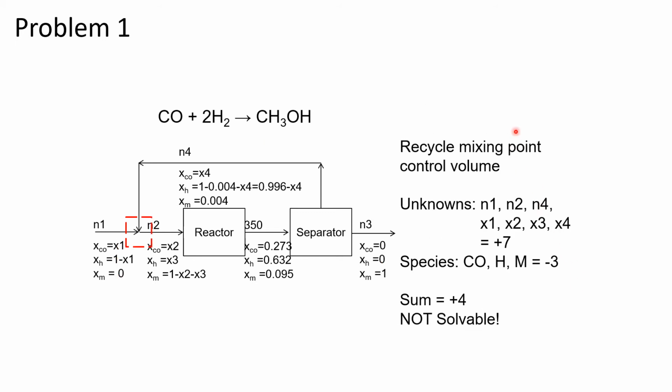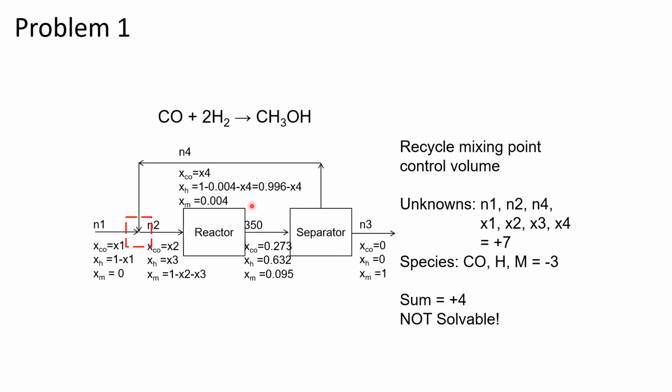Next thing, let's look at the recycle point. The recycle point shown here, there's a control volume drawn around it. To do a degree of freedom analysis for the recycle point, we count the number of unknowns and compare it to the number of species. This is what we originally learned to do in the absence of chemical reactions. So if you go around the streams that enter and leave this control volume and count the number of unknowns, you find there's 7. I'm not going to go through that. I believe you can do that on your own.